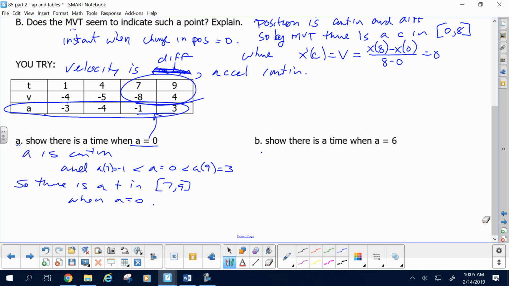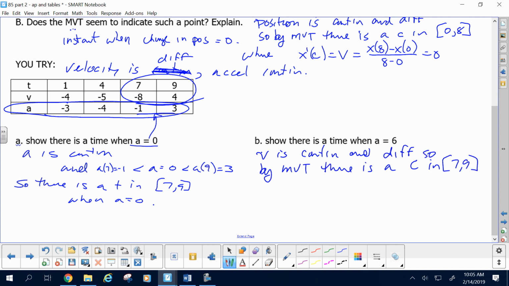Do I say A is continuous and differentiable or V is continuous and differentiable? V. V is continuous and differentiable. So by MVT, there is a C in 7 to 9 where V prime at C, which would equal acceleration at C, is the change in velocity over that interval, and that is 6, yeah?